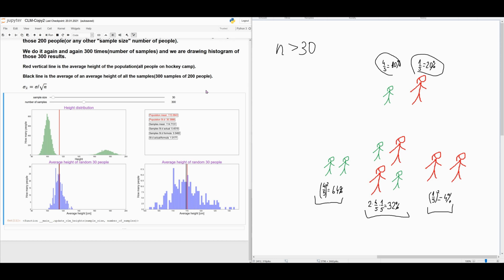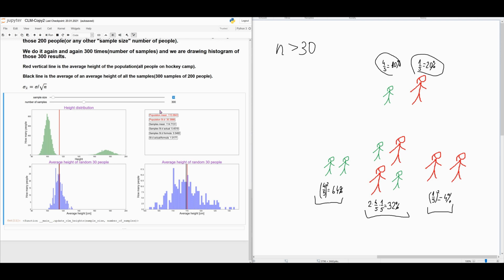Okay, what is happening if we have a smaller sample? How does the distribution look? The distribution looks like a mix between the distribution of the population and a normal distribution. And you will see that in a moment.